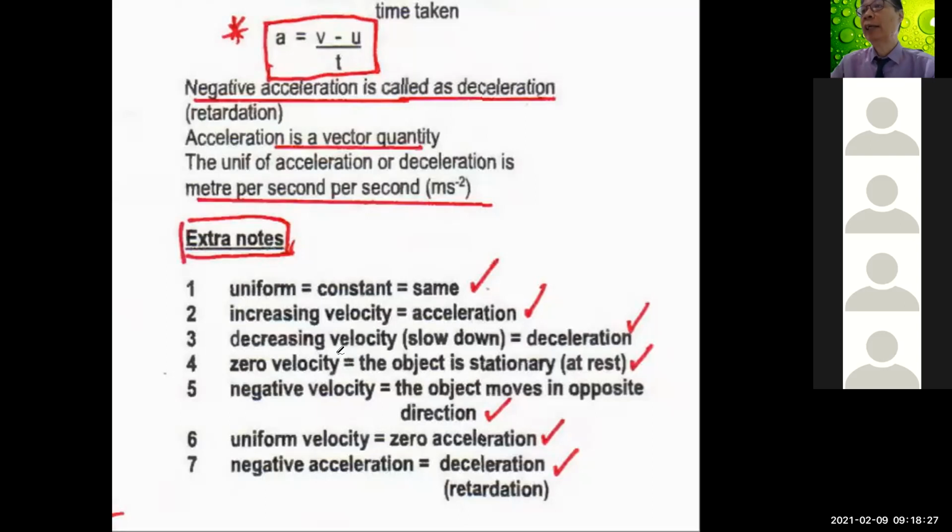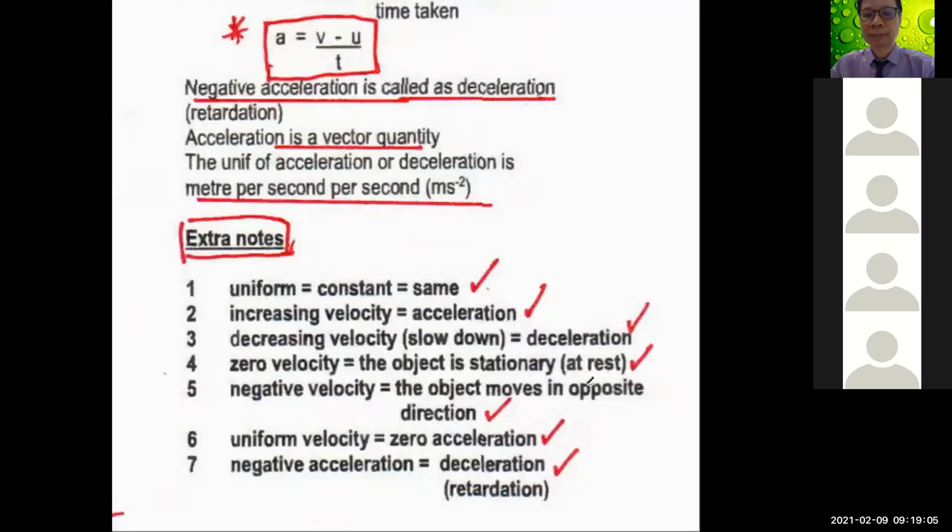Zero velocity means no movement at all because it stopped moving, so the object is stationary or at rest. Negative velocity, when you calculate velocity negative, means moving in the opposite direction. Many students will say negative velocity means slow down. No. Negative velocity doesn't mean slowing down, it only means moving in the opposite direction, because velocity has direction, positive or negative.